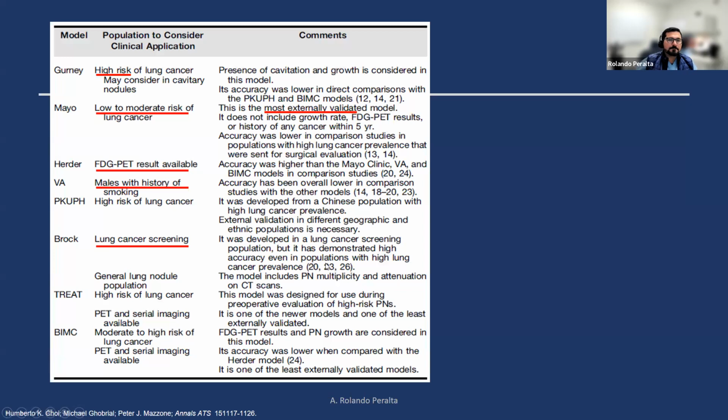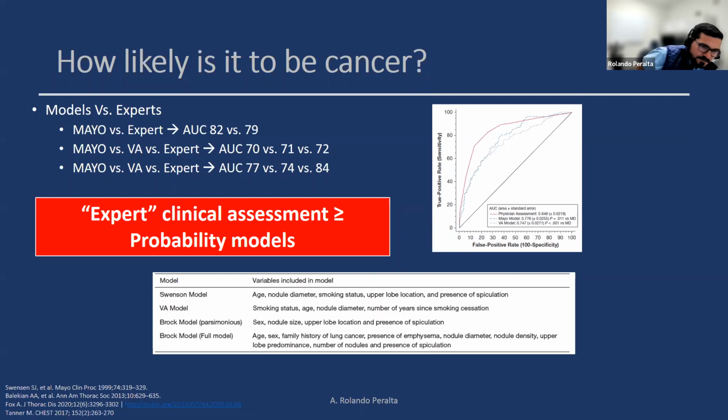Okay. So how likely is it to be cancer? We've talked about models. A lot of people will tell you, well, the expert assessment or the clinician assessment is as good as models, right? And this has been studied. They've compared Mayo versus expert, Mayo versus VA model versus expert and so forth. And the AUC for all of them is quite comparable, right? So in reality, and in this study, actually, it was better.